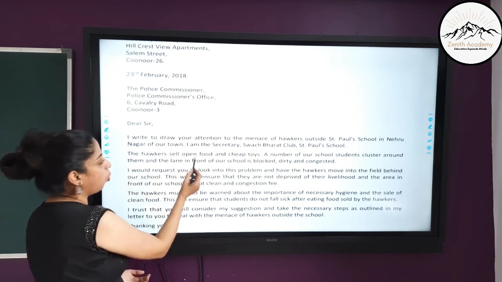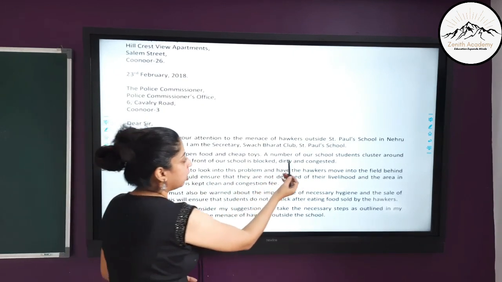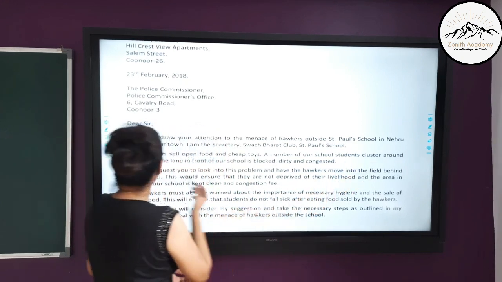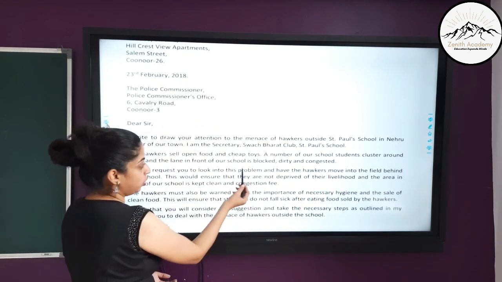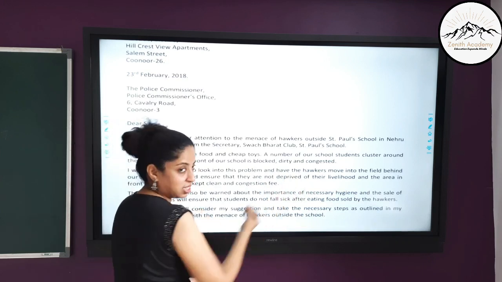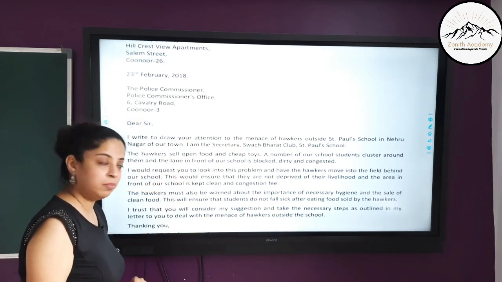The hawkers sell open food and cheap toys. A number of our school students cluster around them and the lane in front of our school is blocked, dirty and congested. So this is your problem.